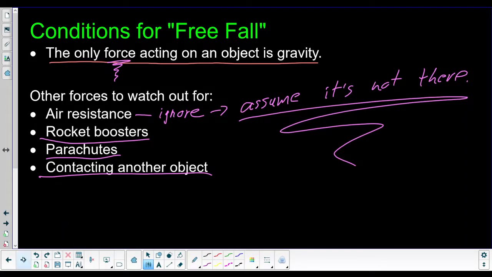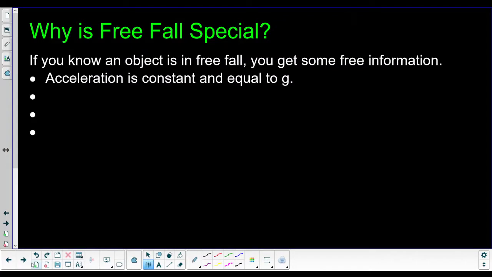So let's talk about the free information you get. Why is free fall so special, Mr. Barton? Why do we have an entire lesson just on free fall? So if we know something is in free fall, there are free pieces of information you get. I think there are going to be 4 things. I might have counted wrong, but I think there's 4. I'm only giving you 1 right now, and then we're going to discover the other 3. We're going to calculate them and do some real physics to learn them and to prove to ourselves that they exist.